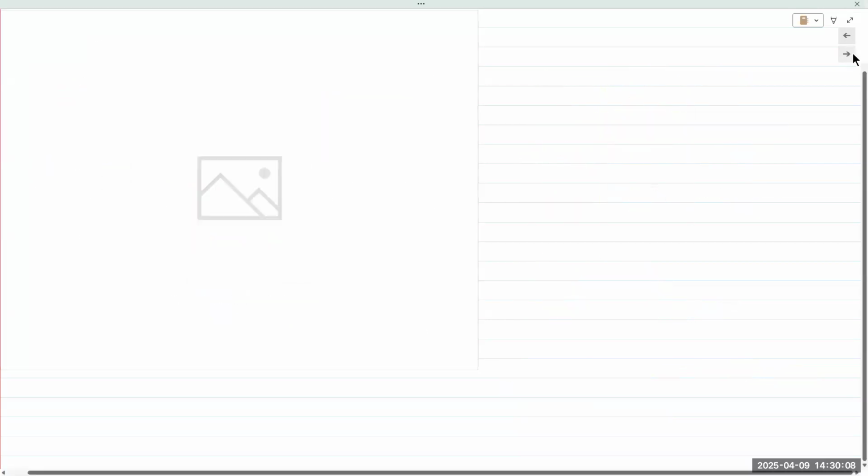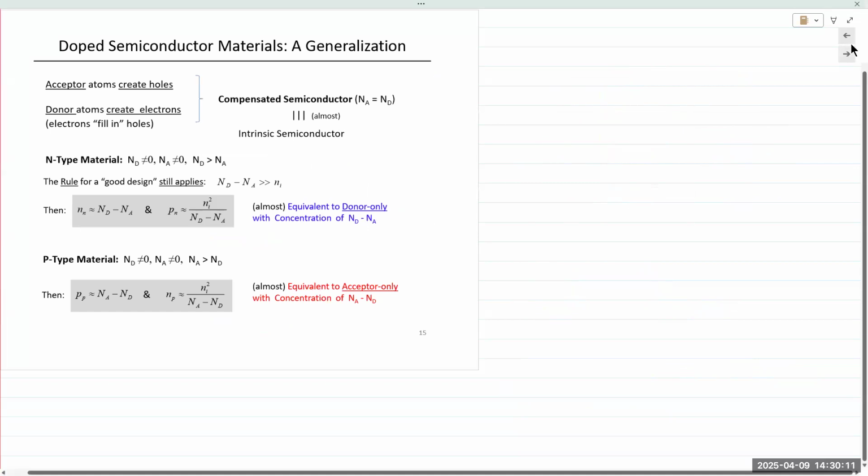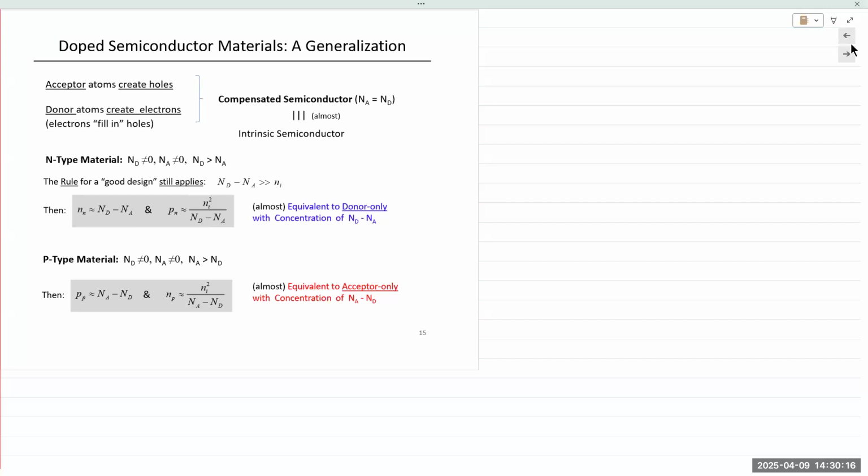All right, so we looked at that. And doped semiconductor materials. Okay, so in general, donor atoms are donating electrons. So they are losing electrons, right? So they are creating more electrons when you introduce them in a semiconductor material. Acceptor atoms are going to accept electrons, hence they are creating more holes in the semiconductor material. So this gives us p-type, and this gives us an n-type semiconductor. Okay, p-type and n-type semiconductor.